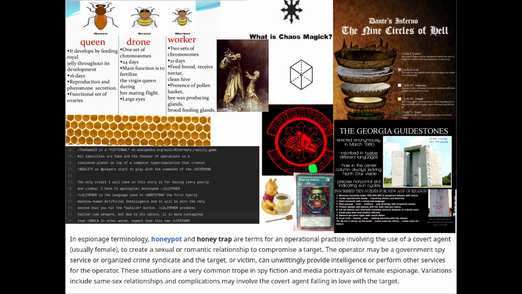As we can see right here, that we are in the alien ant farm, which is the hive. And we can see right here, the game is a fictional alternate reality game. All identities are fake, and the theater of operation is a simulated planet on top of a computer hypersimulation that creates reality as the players start to play with the commands of the hive mind. And it's the hive mind because we are inside of the hive, which is the cube. As we can see, the hexagon is the cube. And it is also the chaos magic, so that's why they have the wand. It's because they're controlling the cube with the chaos magic.